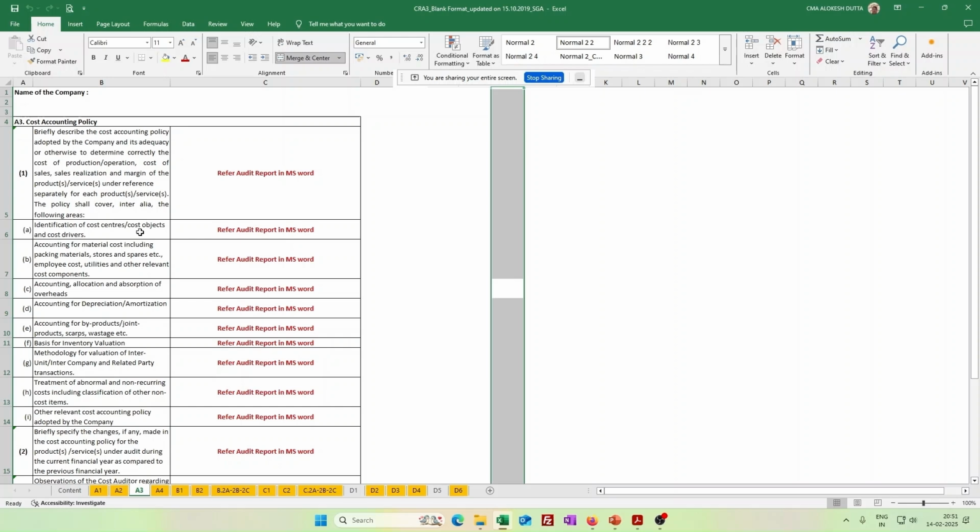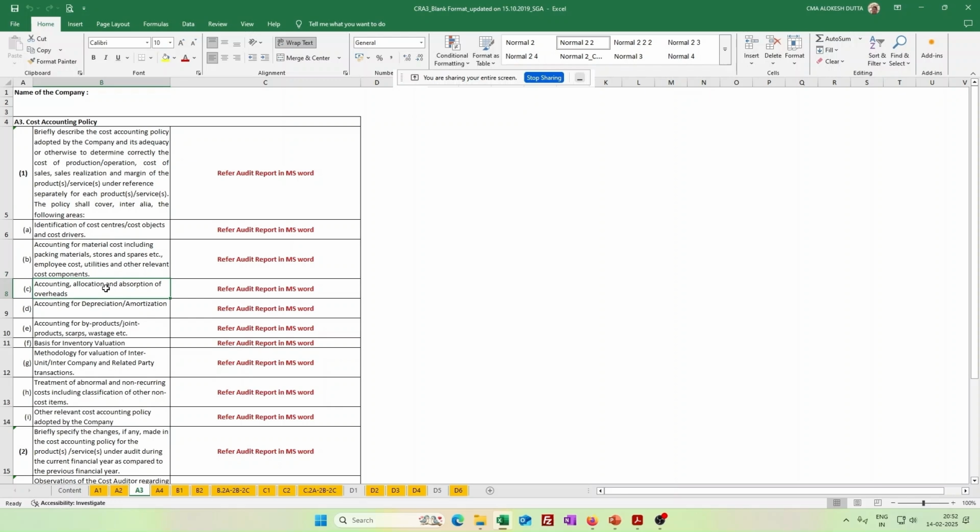What are the cost centers? Which department constitutes the production cost center? Which department constitutes the service cost center? Which is your cost object through which you are collecting the cost, and which is your cost driver through which you are apportioning the service department cost? Accounting of material, how you are accounting material, packing material, store spares, employee cost. Accounting and allocation of absorption of overhead, what is your policy?